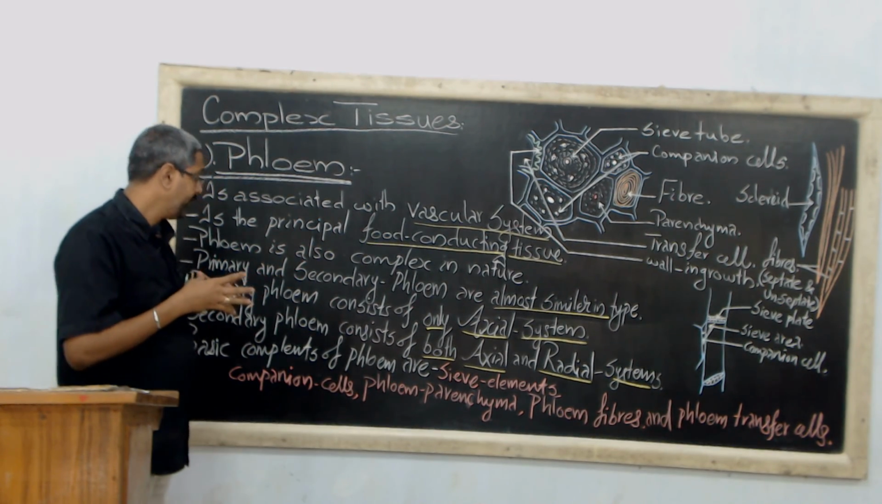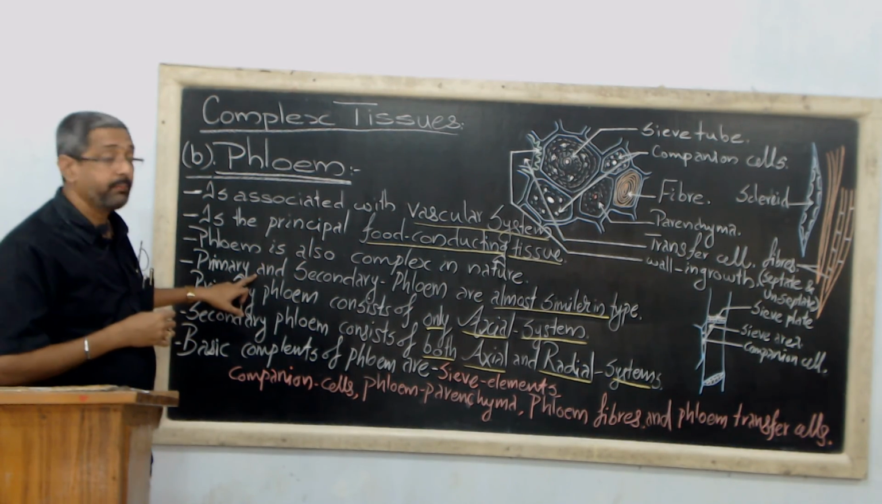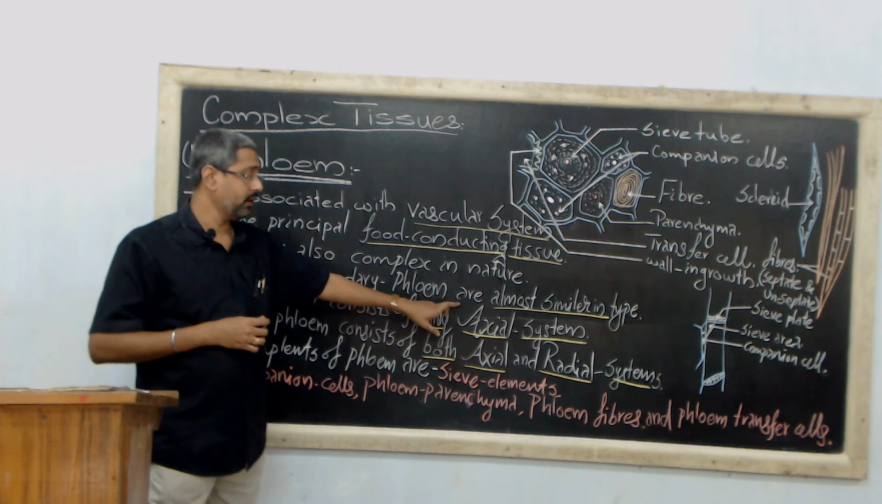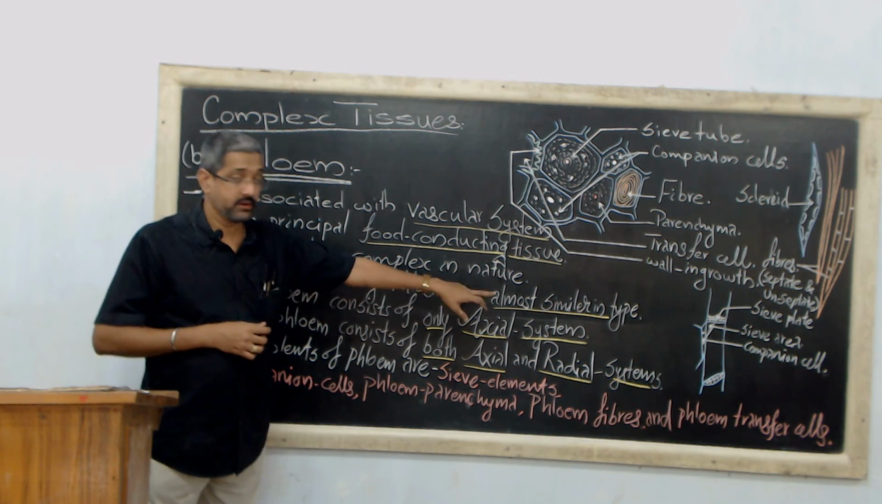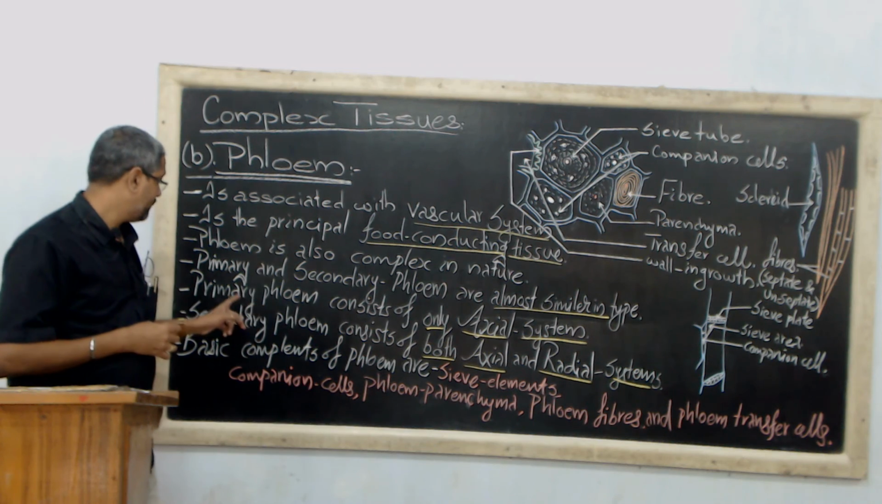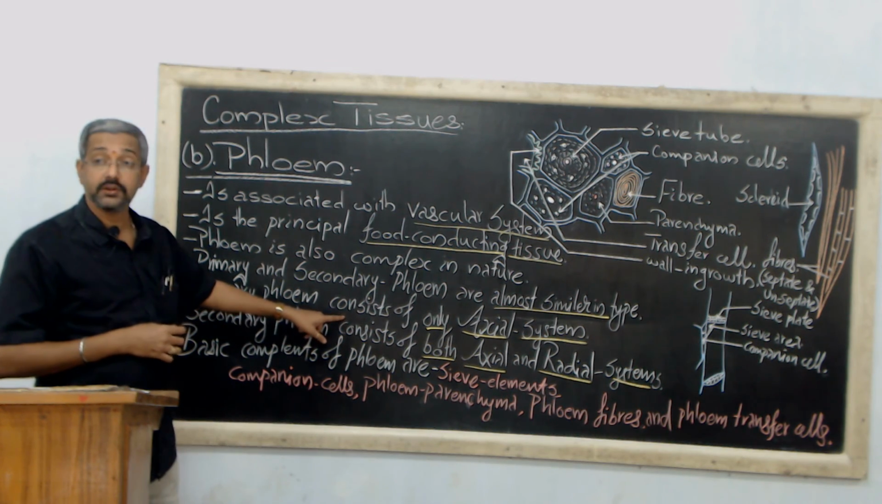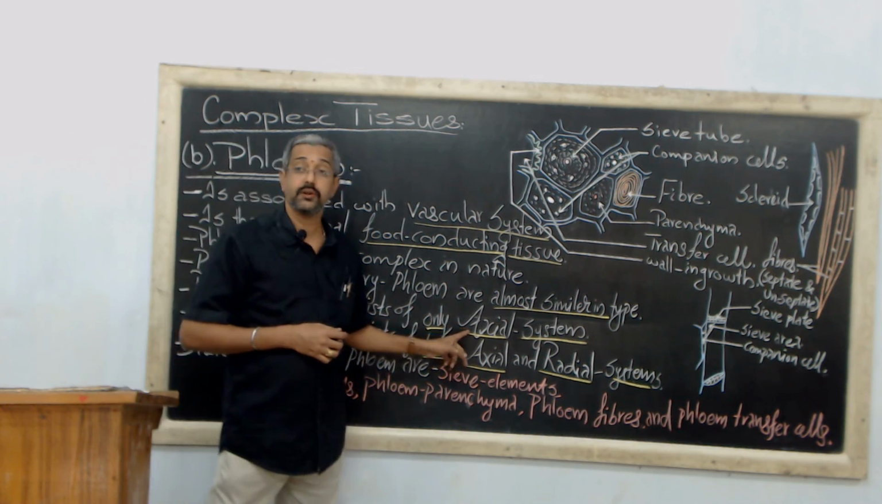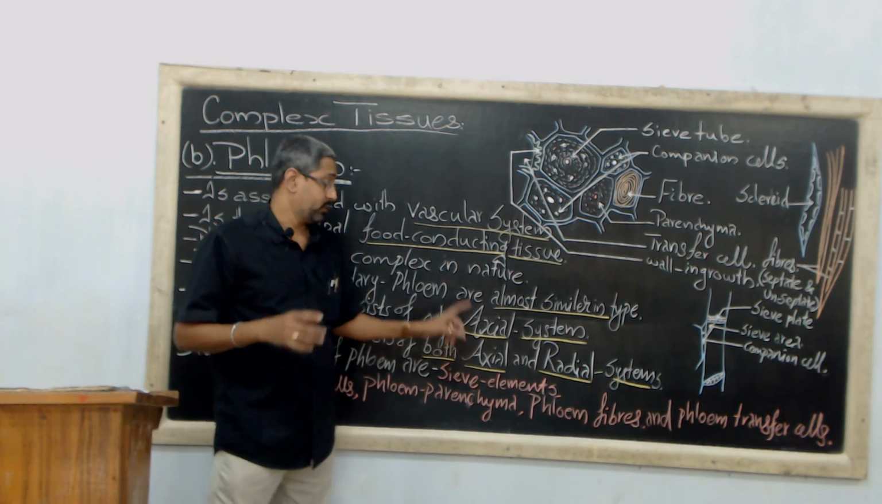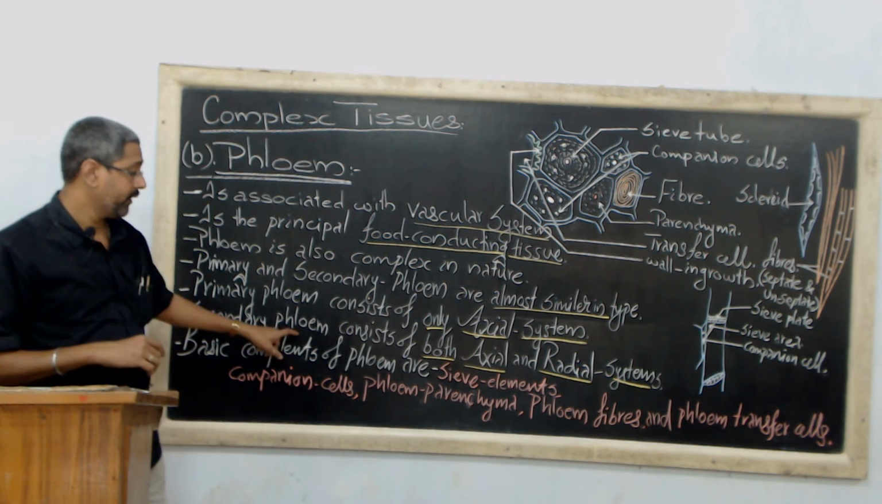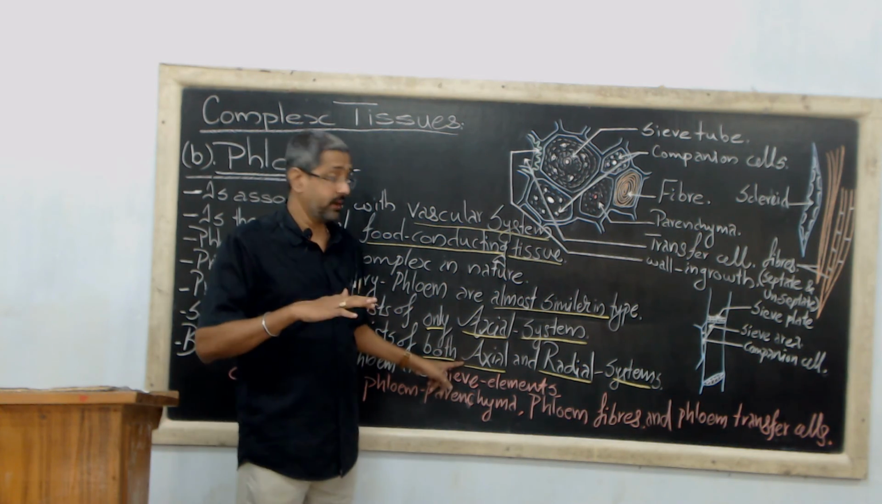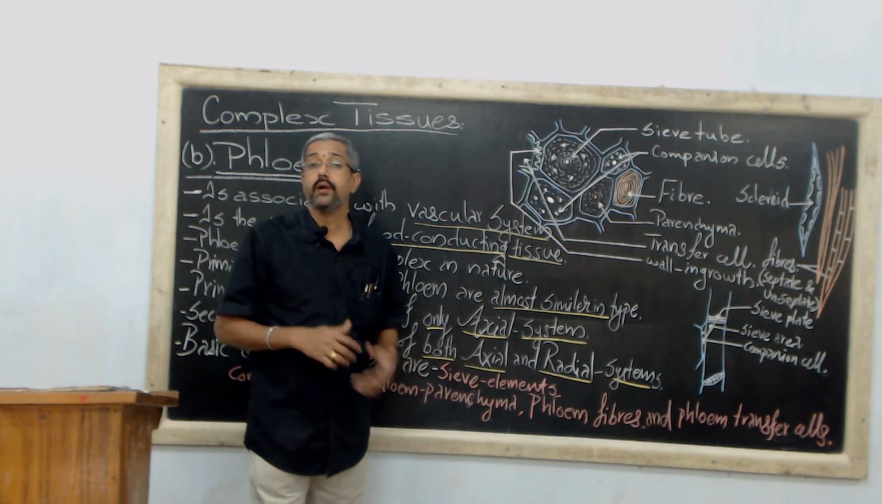And similarly, in primary and secondary phloem, both are almost similar in type, but primary phloem consists of only the axial system, vertical transport, and secondary phloem consists of both the axial and the radial system of transport.